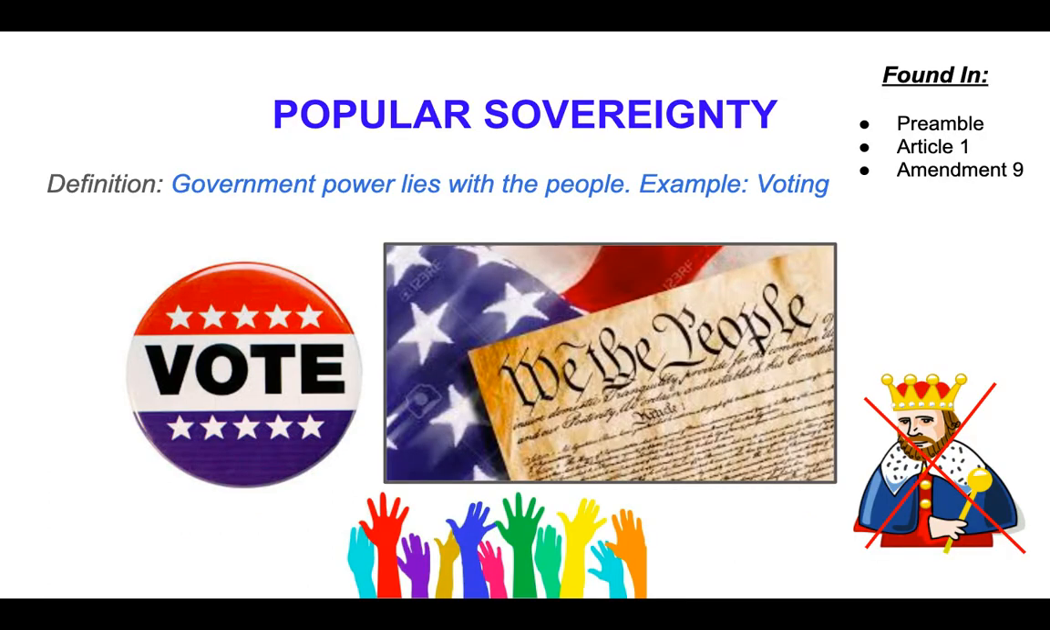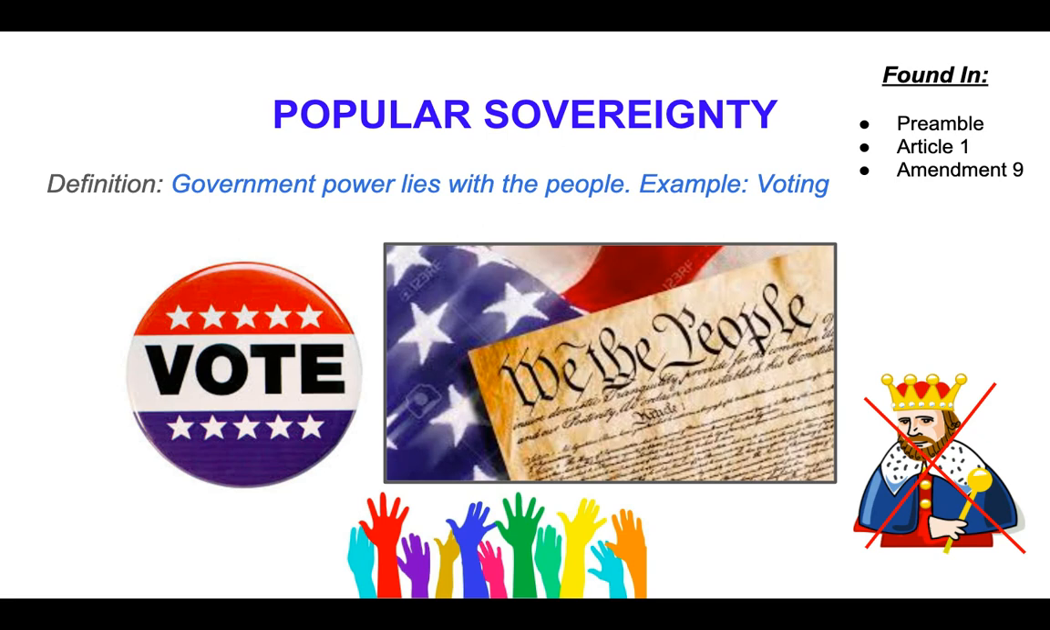Popular sovereignty is the idea that the people have the power. Popular is people, sovereignty is rule. So the people rule. An example is voting. We vote for who we want to be in charge.